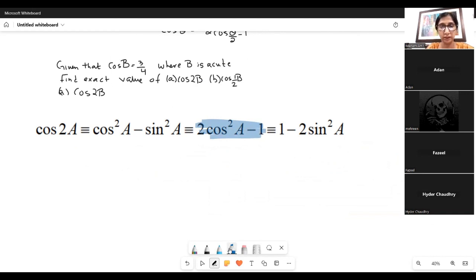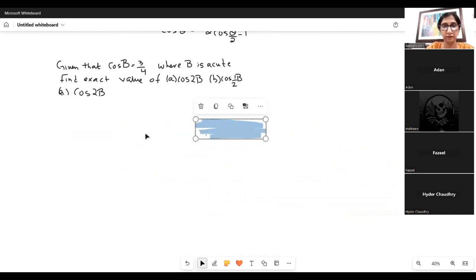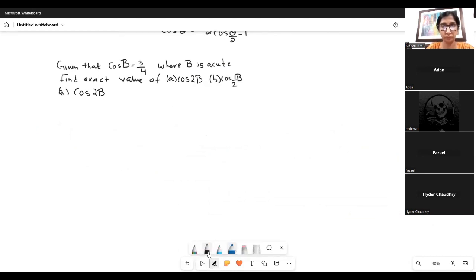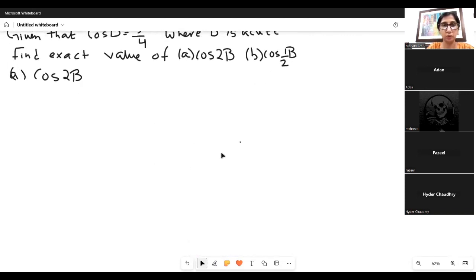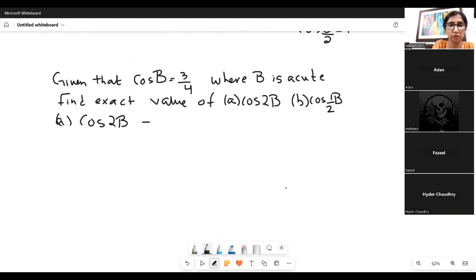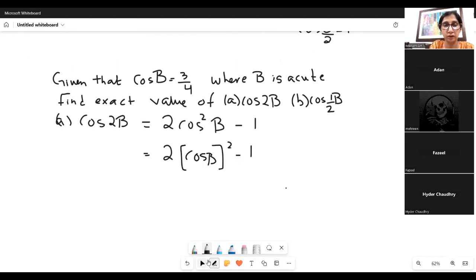All right, no other identity. I'm going to clear this. So cos 2B equals 2 cos square B minus 1. Now how do we enter it in the calculator? 2 cos B whole square minus 1. That's going to be 2 times 3 by 4 whole square minus 1.